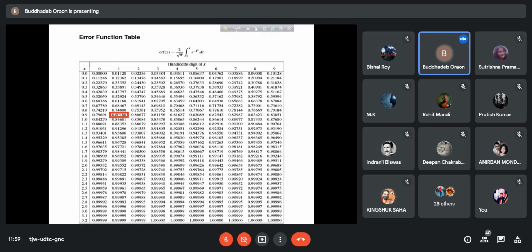So okay, this is the error function table. This type of table you can use, or if data is required, you will be provided, because every time integrating this error function becomes a problem. So we directly use this table to solve the problem.